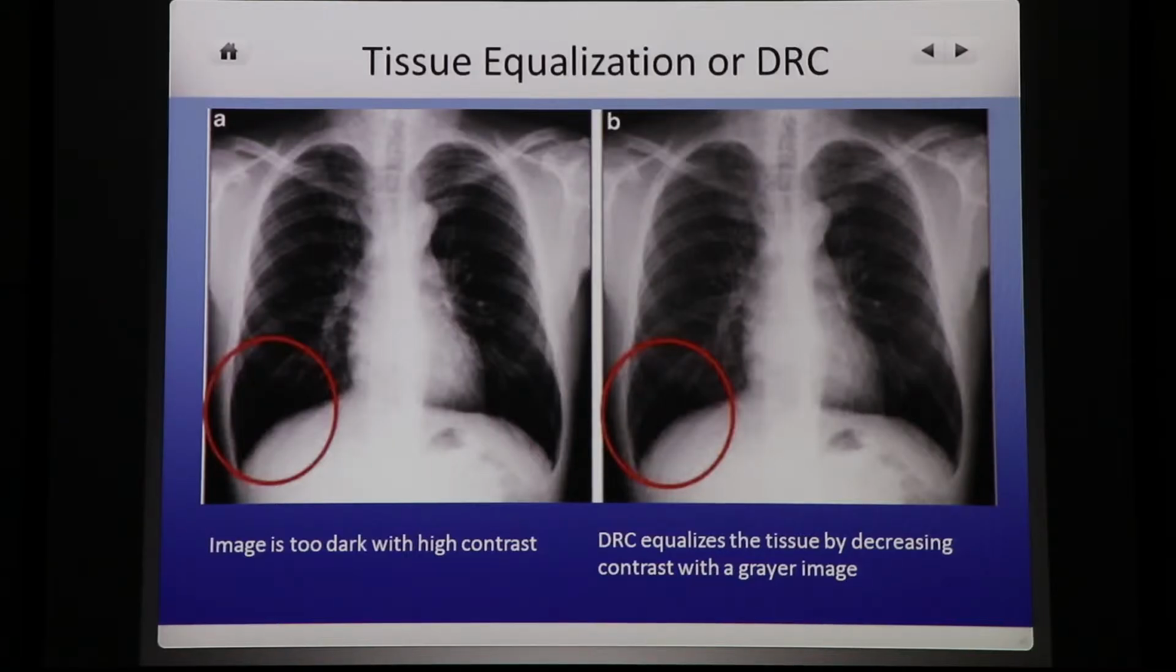If you look at this image over here on the left, this is pretty black and white, okay? And you might be missing this pathology that's down here. This image is too dark with high contrast. So you can do a dynamic range compression or a tissue equalization, and it's going to take the dark areas in the pixels and lighten them, and take the light pixel areas and darken them, and as you can see, now on this side, you have a grayer image. So it equalizes the tissue contrast with more gray so that you can see the pathology.